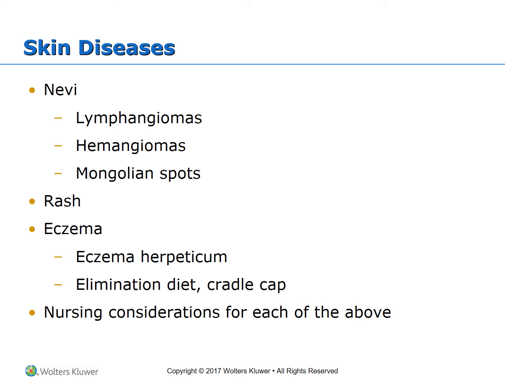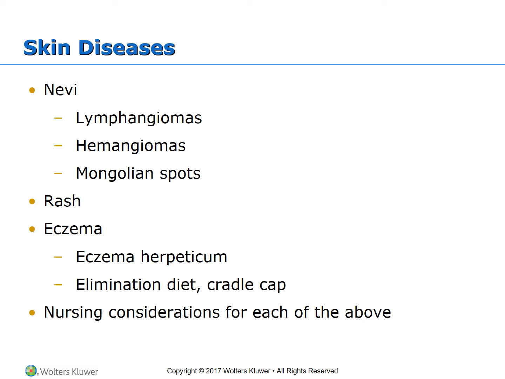So lymphangiomas is an overgrowth of lymph vessels. Hemangiomas are an overgrowth of blood vessels. You can have a capillary hemangioma, which is a port wine stain. It usually doesn't fade. You can have immature hemangiomas, which is a strawberry mark, which will usually regress and disappear.